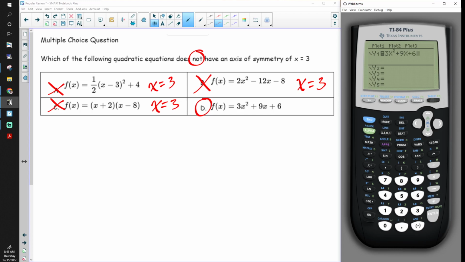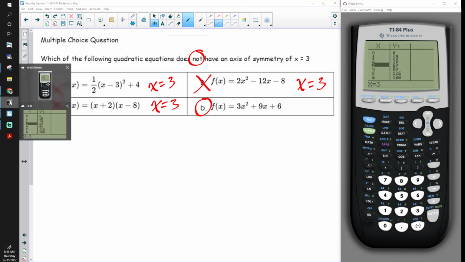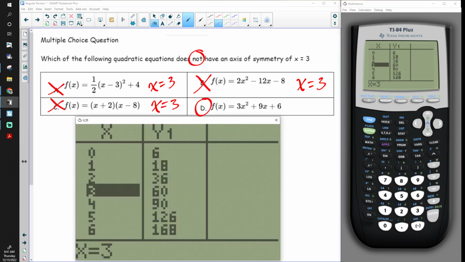I go to my table, and if I didn't hit second graph. If I go to number 3, is this number sandwiched? No, it's between a 36 and a 90. That's not sandwiched, so 3 is not the axis of symmetry, which means D is the answer. Does that make sense?